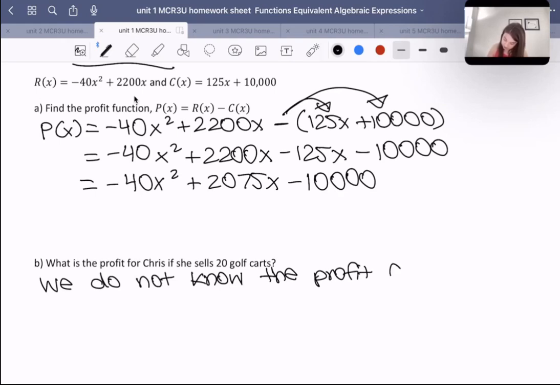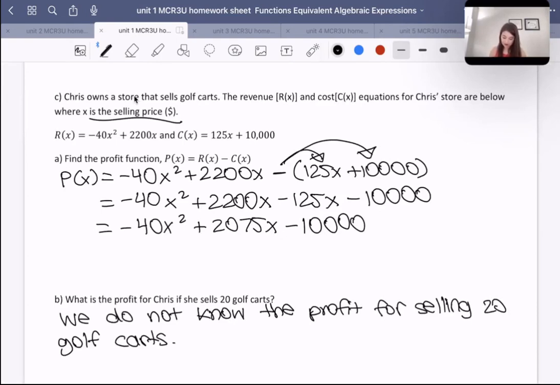The profit for selling 20 golf carts. We need the selling price to use this function, right? That's something important, is a lot of people would just say, oh, P of 20 equals blah blah blah, right? Or maybe put 20 for P of x, but P of x, that's our profit. That's what we're trying to find. And x is not the number of carts sold. x is the selling price in dollars. So this is a trick question. We do not know the answer to this. There is no possible way to figure this out just from what we know so far.